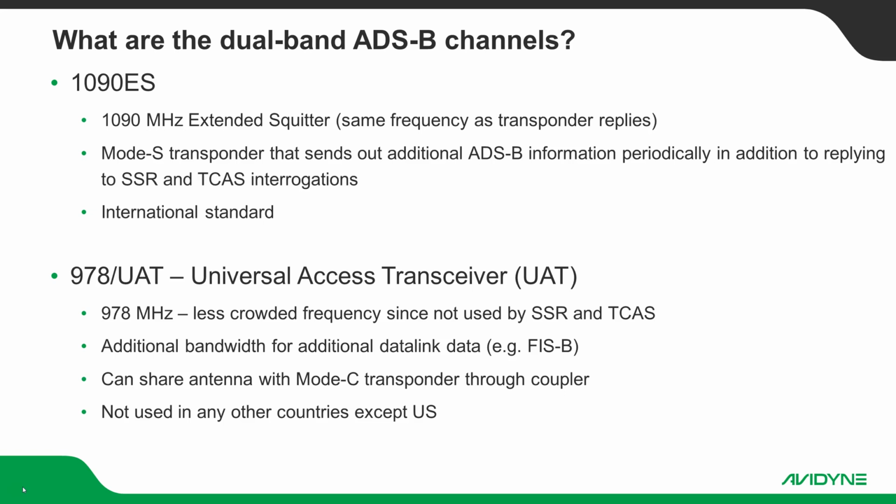Within the U.S. only, you can use 1090 or 978. There's less crowding on the 978 channel. It has additional bandwidth for the FIS-B, the free weather. So that's a big advantage in the U.S.